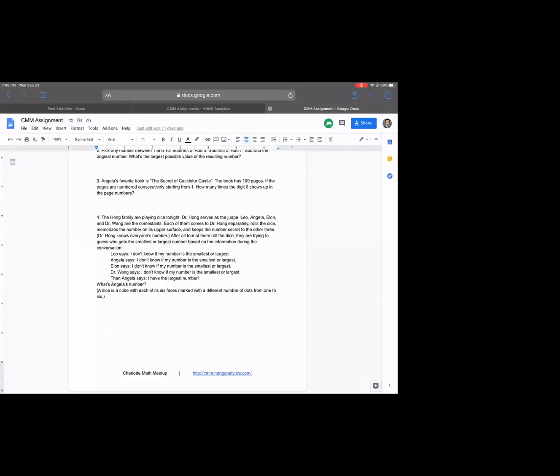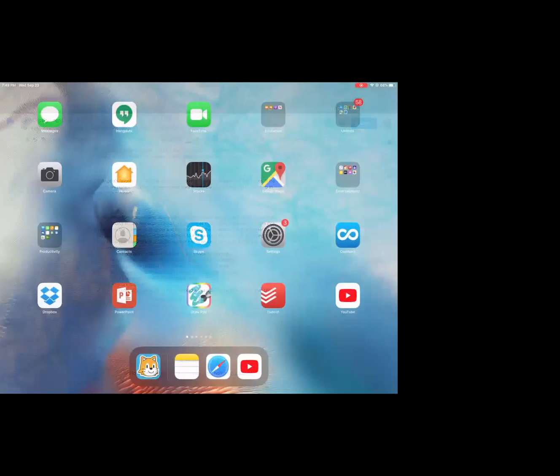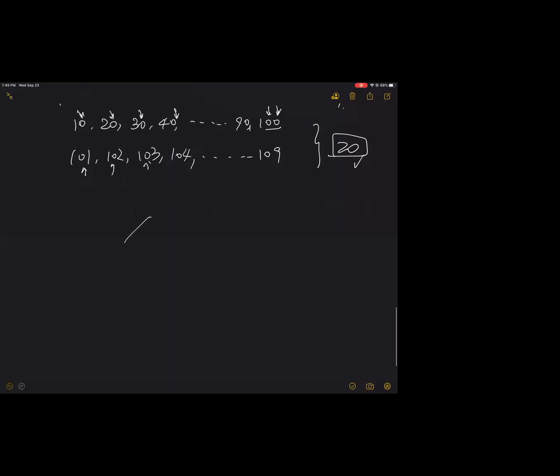I know that everybody in the first round said that they don't know if theirs is smallest or largest. Then in the second round they said I have the largest number. So first I knew that 1 and 6 weren't an answer because no one in the first round said that they were smallest or largest.